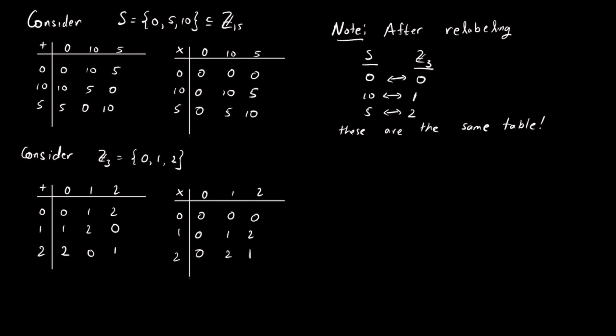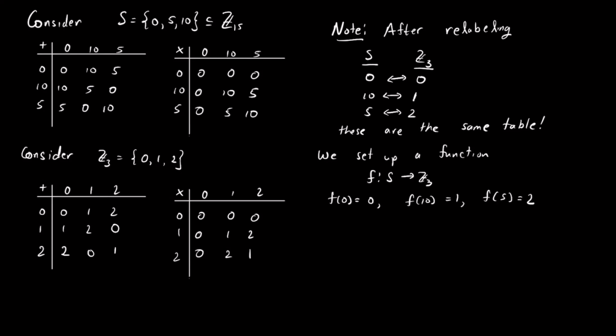So after relabeling, the one thing we might notice is that 0 can be matched up with 0, 10 from my set S can be matched up with 1 from Z mod 3, and 5 from my set S can be matched up with 2 from Z mod 3. And after doing this relabeling, we see that these are the same table. Okay, so what's actually going on here? What's actually going on is that there's some function between S and Z3, and the function has the following values. I can map 0 to 0, 10 to 1, and 5 to 2. So I'm just writing this down in a more formal way. So this function is defined this way, and the first thing to notice about this function is that it's a bijection. It's both 1-to-1 and onto.